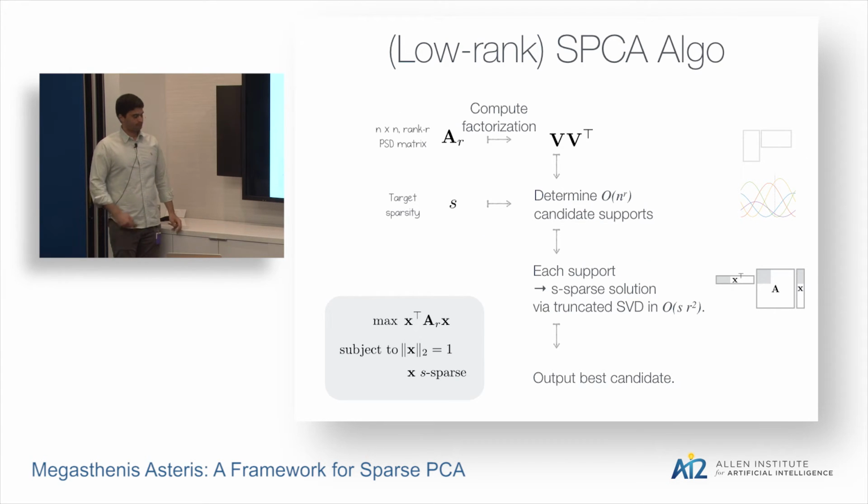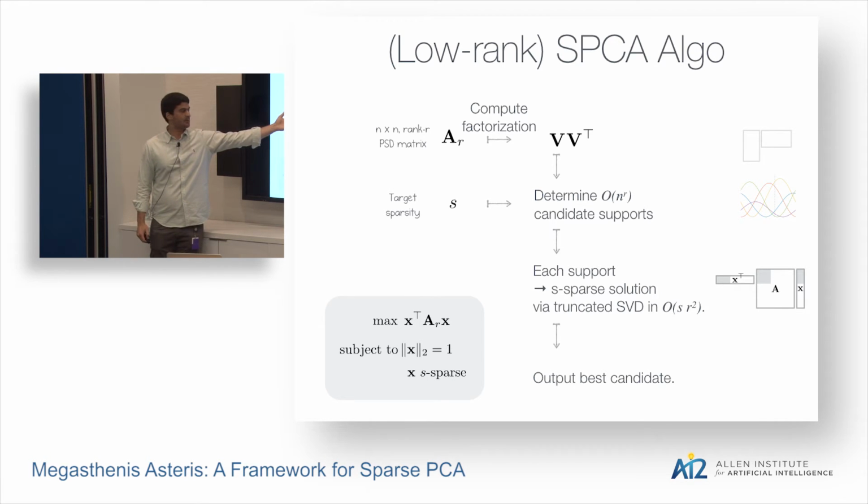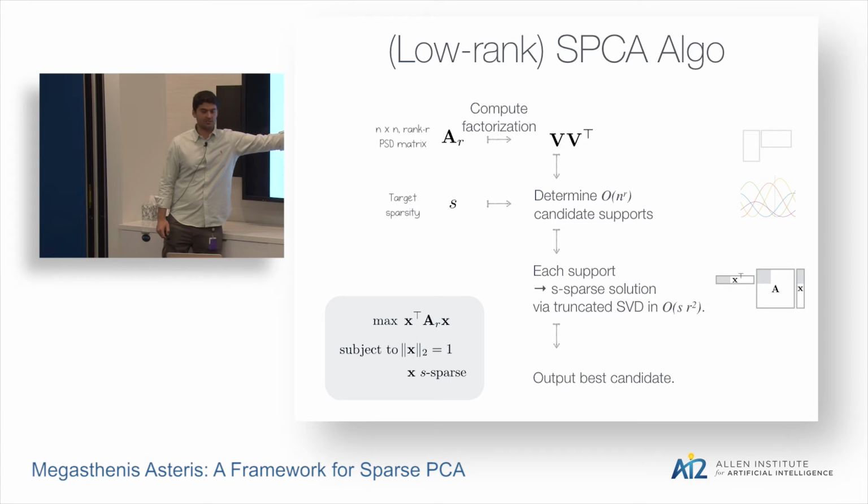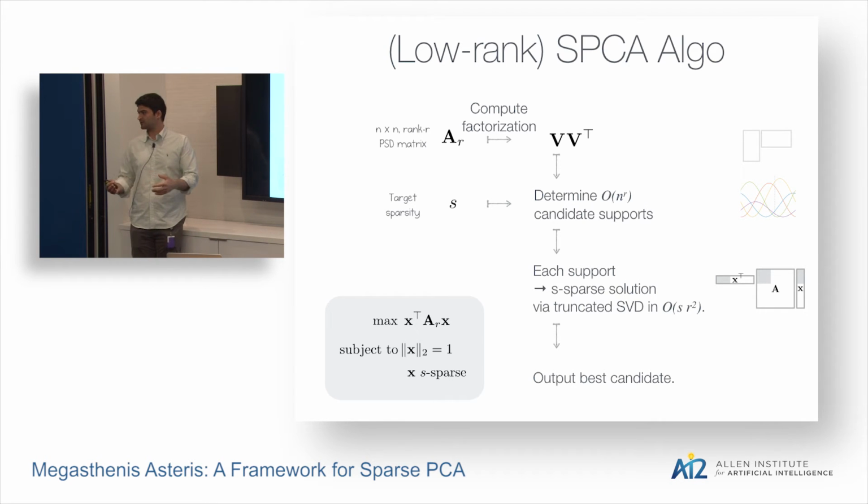So an overview of how the algorithm works. The input is a PSD matrix n by n of rank r, as well as the target sparsity S. The first step was to compute a factorization VV transpose. The second step is to use this gadget that I just described to get a collection of candidate supports. Once I form this collection in time n to the r, I can exhaustively compare every support and find which one corresponds to the best solution. And I will just output the best candidate.